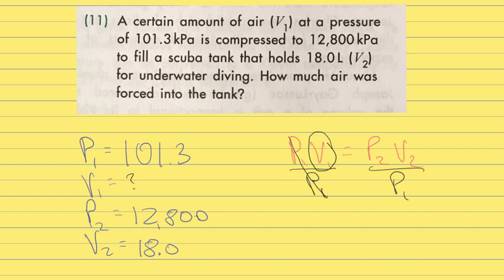And we can take the P2 and put that down, 12,800. Multiply that times the second volume, 18 liters, and then divide by the initial pressure of 101.3. And I'm not going to do the math for you.